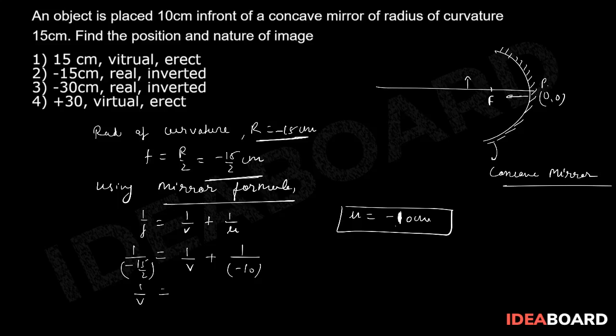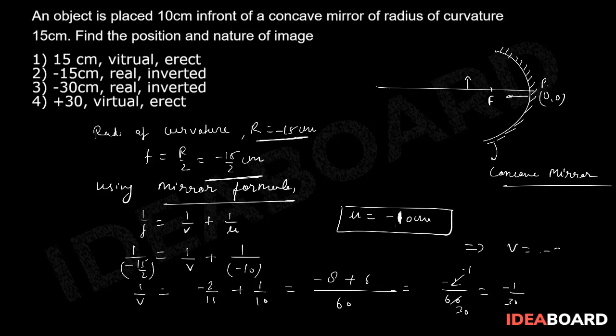Now 1 upon v is going to be minus 2 by 15, and this will become plus 1 upon 10. Am I right? Yes. Then take LCM. So say this is 60. This will be minus 8 plus 6. So if I solve further, I can get this will be minus 2 by 60, or else I can write it as minus 1 upon 30. So from there I can write v is going to be minus 30 centimeters.